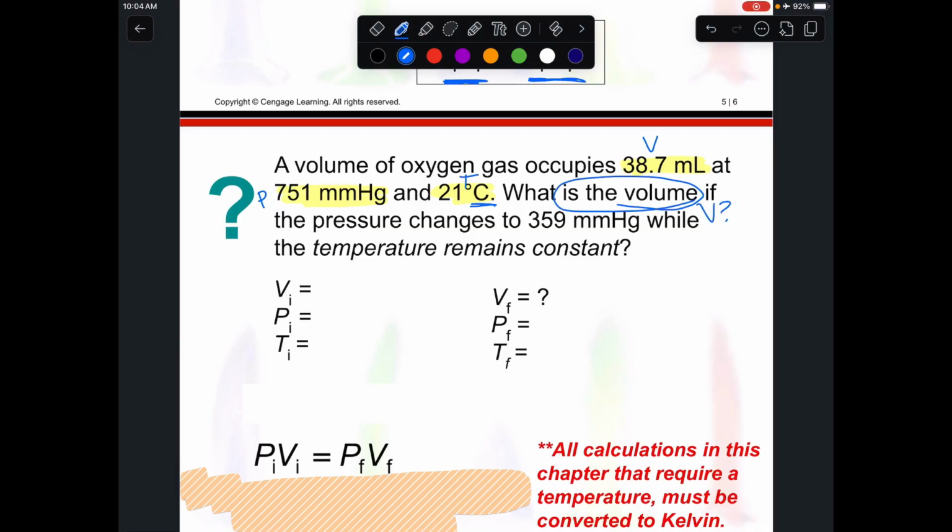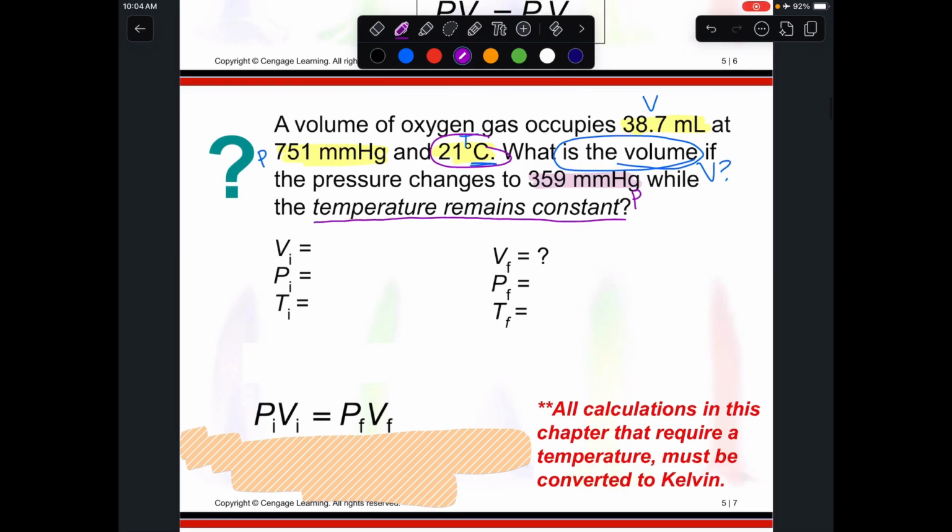If the pressure changes to this amount, I'm actually going to go ahead and change my highlighting color here. 359 millimeters of mercury, and that is a pressure, while the temperature remains constant. Now, that does mean that this temperature is not changing. When the temperature is not changing, you don't have to take it into account because you'd be multiplying and dividing by the same number. And I'll show you that here in a moment. So what we're really working with is a volume and a pressure, and we're trying to calculate a new volume with a new pressure. So this is going to be an example of Boyle's law.